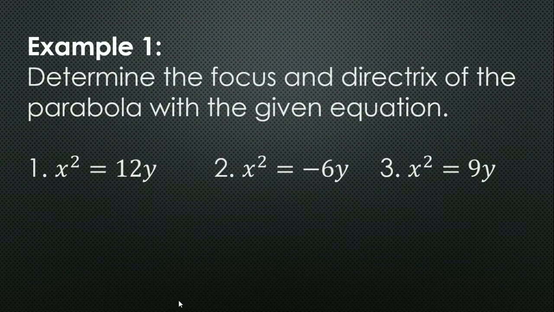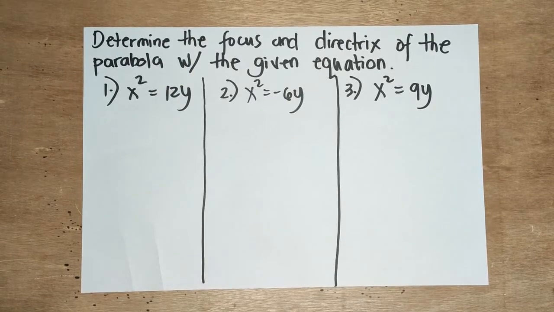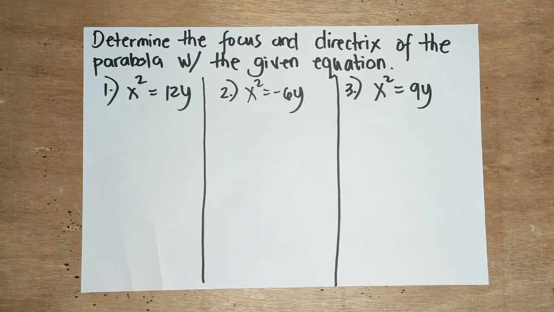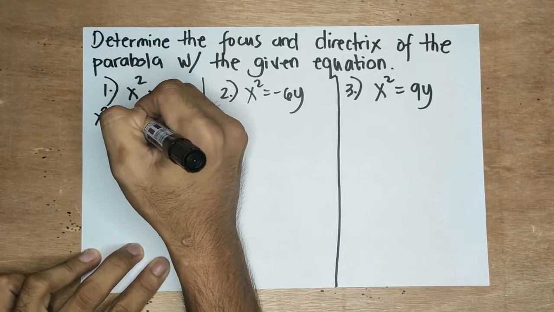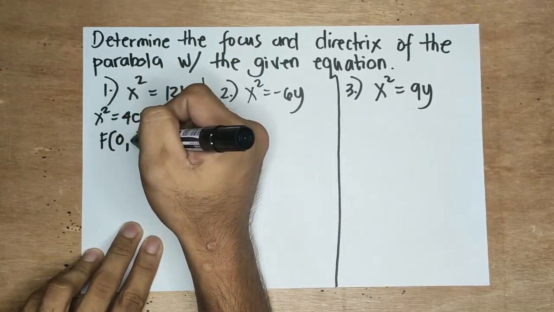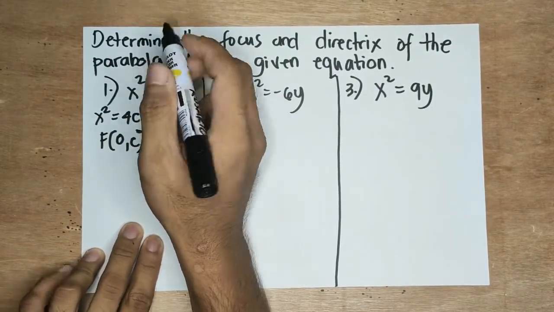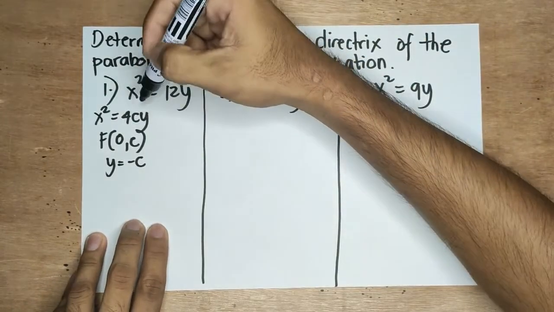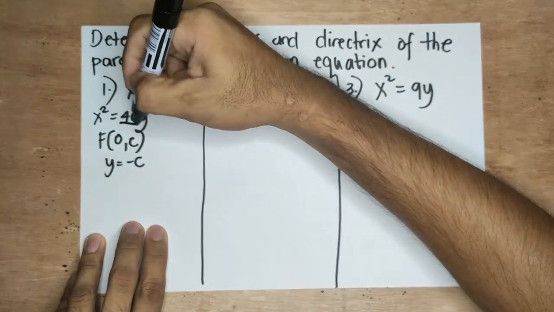Example number 1: determine the focus and directrix of the parabola with the given equation. In this example, we determine the focus and directrix of the parabola with the given equations. The first one is x squared is equal to 12y. If we look at the table that I've provided, this is a parabola which opens upwards, so it follows the format x squared is equal to 4cy. The format of its focus is (0, positive c), and the directrix is y is equal to negative c. We know that this one is equivalent to this one, so we can equate them.